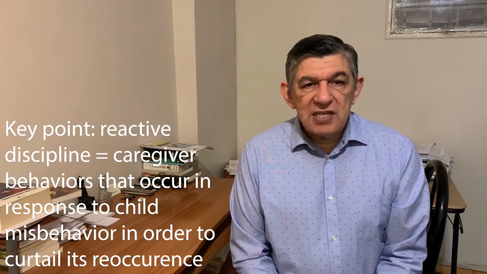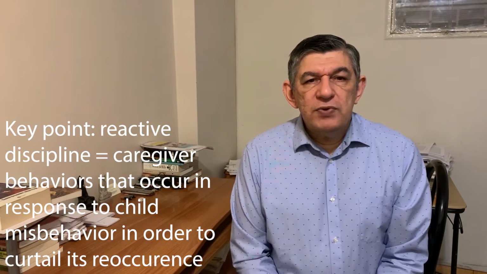Now, there are three types of child discipline that are commonly practiced by parents. And these may have different names by different psychologists, but I think you'll recognize them when I talk about them. The first is what we're going to talk about today, which is reactive discipline. Reactive discipline refers to caregiver behaviors that occur in response to child misbehavior in order to curtail the reoccurrence of that misbehavior. So here you have a situation where the child does something wrong and you're going to respond to what the child is doing. So in some sense you're reacting to the child.